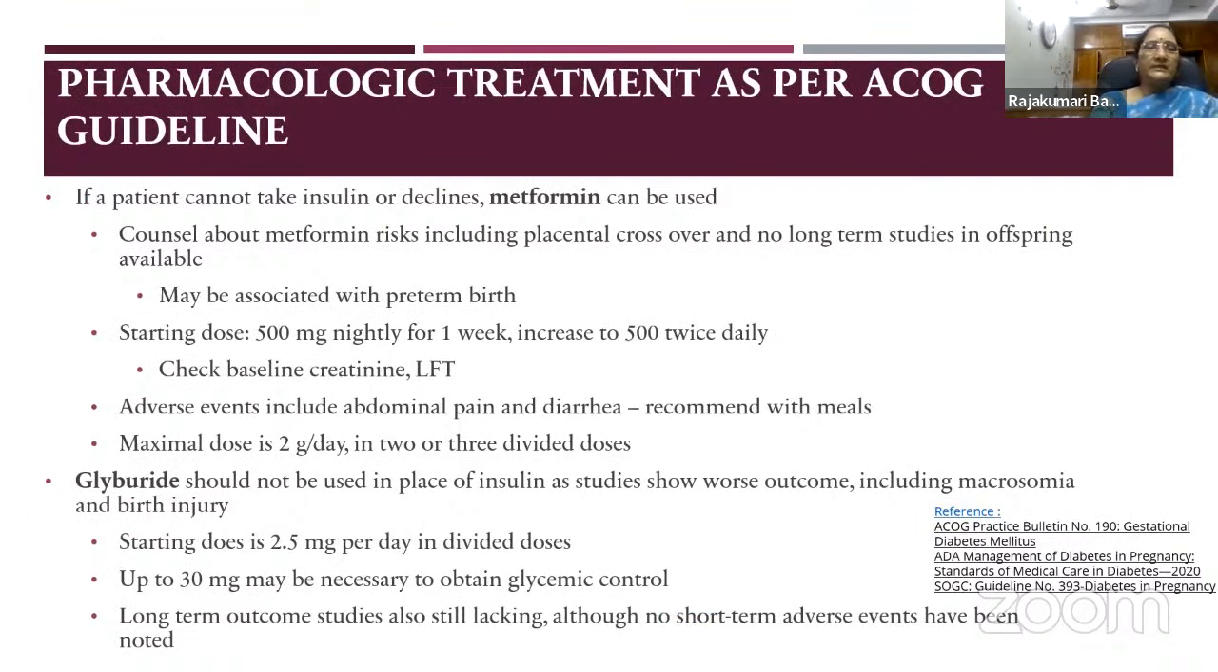Pharmacological treatment. If the patient can't take insulin or declines, metformin can be used. We have to counsel about metformin risks, including placental crossover and no long-term studies in offspring available. Previously, we used to give only insulin, not metformin, because of lack of studies. But nowadays, after a lot of studies, we are prescribing metformin as the first choice. If it is not controlled with metformin, then we add insulin also.